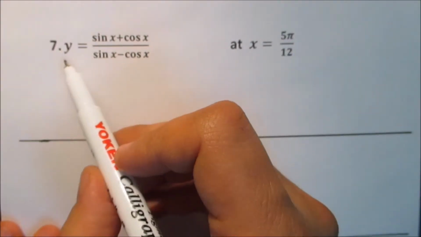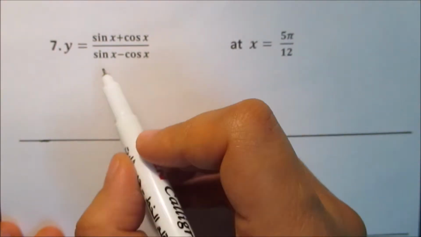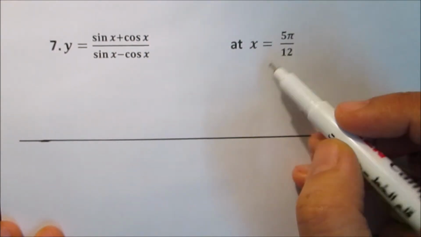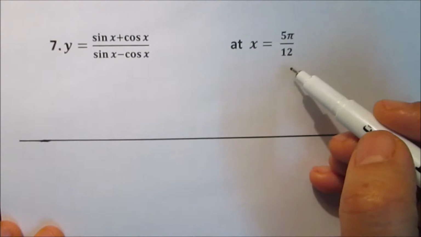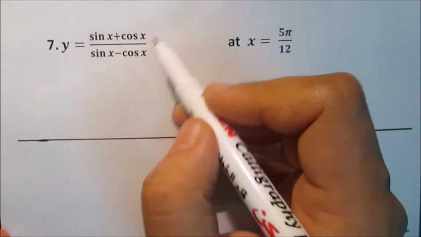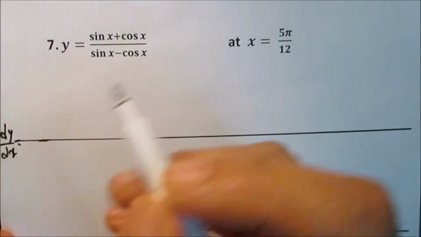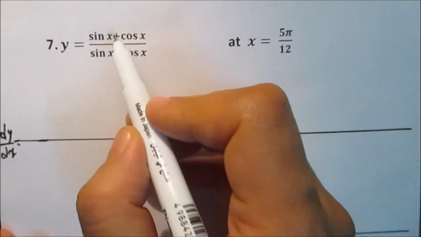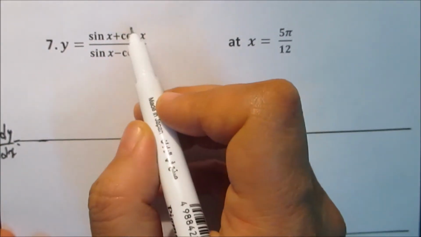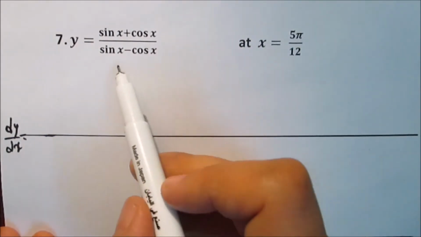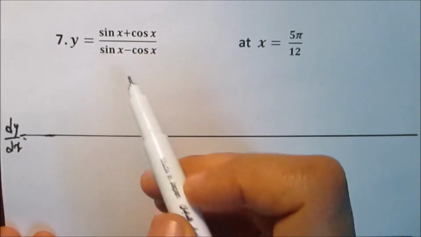Another example, y equals (sin x plus cosine x) over (sin x minus cosine x). Find dy by dx at x equals 5 pi over 12. Now, this is a quotient, so dy by dx equals the derivative of the numerator times the denominator minus the derivative of the denominator times the numerator. Then down we have the square of the denominator.